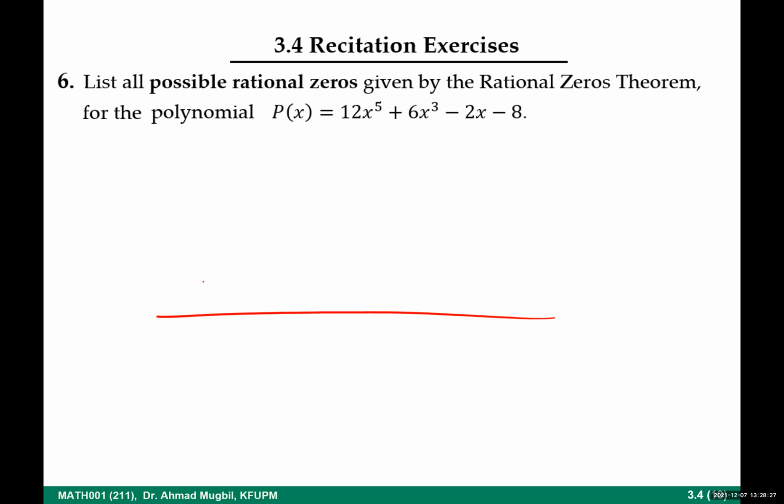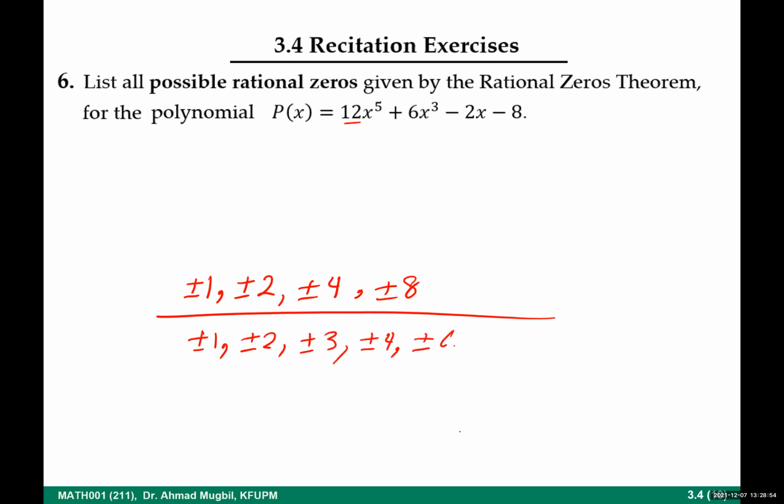So what are the factors of 8? Positive or negative 1, positive or negative 2, positive or negative 4, positive or negative 8. 3 is not there. 4 is the half of 8. That's it. Now they will be divided by the factors of what? The leading coefficient, which is 12. What are they? 1, 2, 3, 4, 6, 12. Then what? You will divide all of these by what? By positive or negative 1. You will get them as they are.